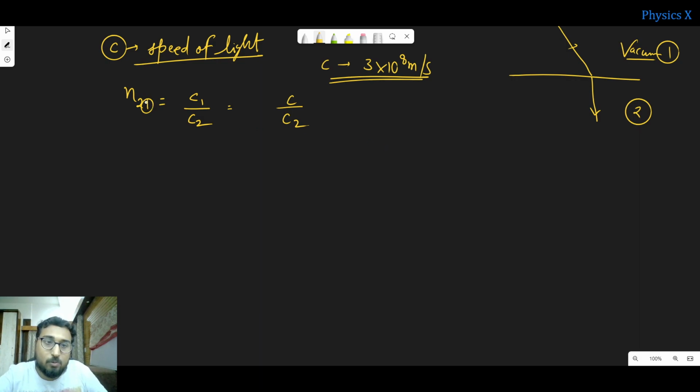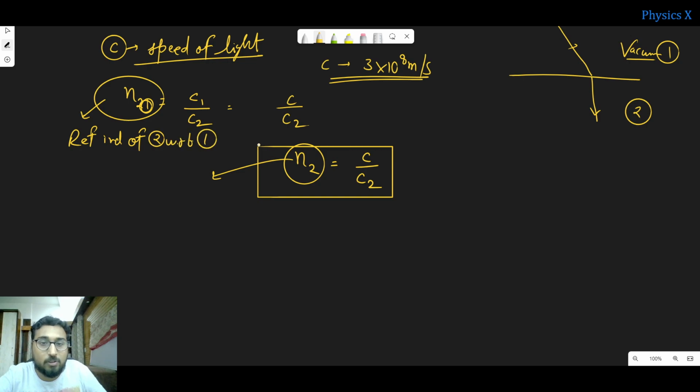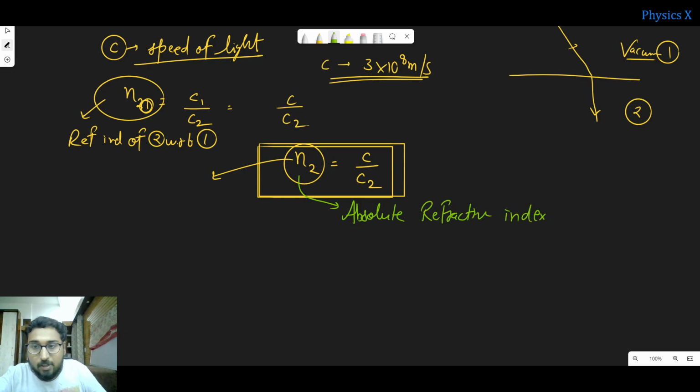So if the first material is vacuum, we drop the subscript 1. We call this n2, which is c by c2, the refractive index of this material. This was the refractive index of medium 2 with respect to 1. Now this is the absolute refractive index.